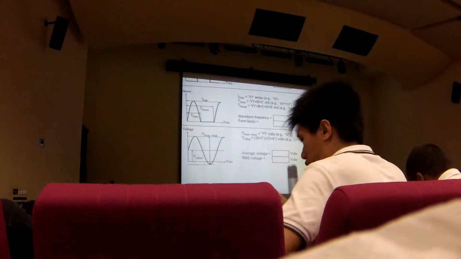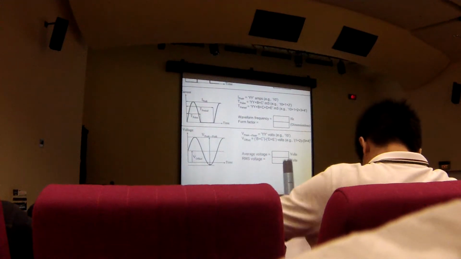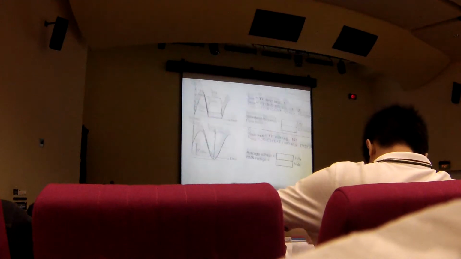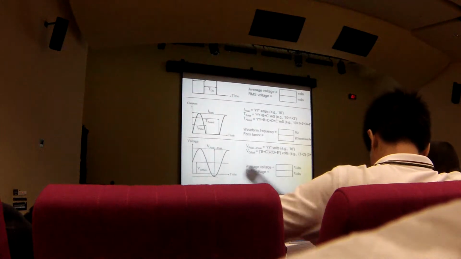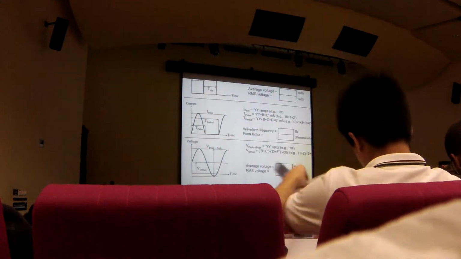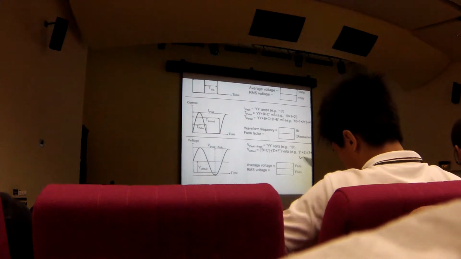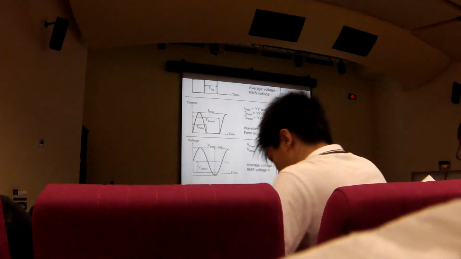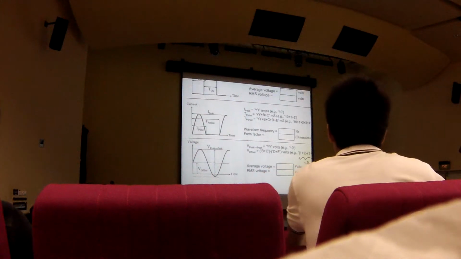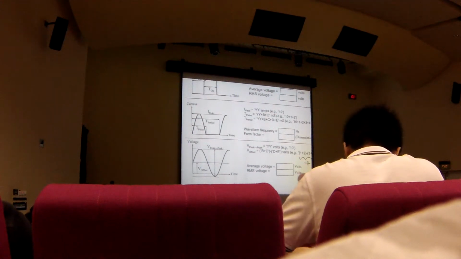First of all, I hope you guys know what it means by peak to peak, right? In this case, your peak to peak voltage is 10 volts. And you have an offset of -4. Okay? Are you able to calculate the average voltage and the RMS voltage?